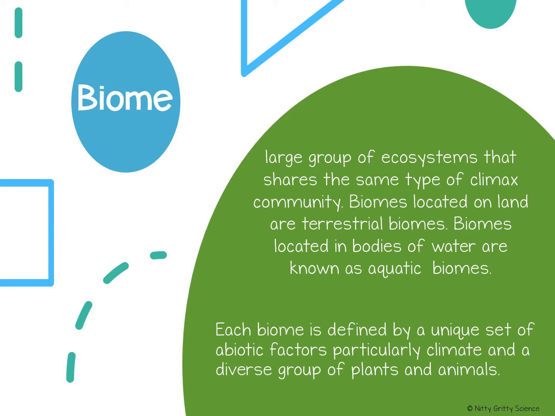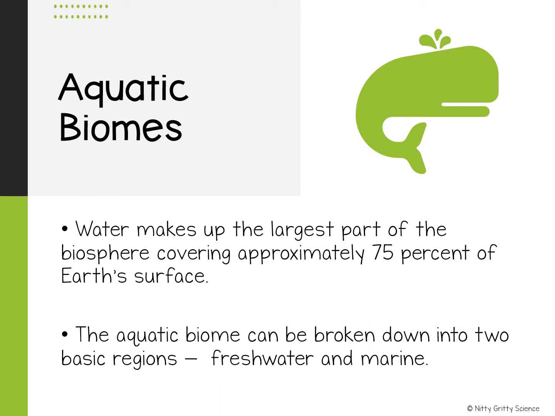Biomes located on land are called terrestrial biomes, and biomes located in bodies of water are known as aquatic biomes. Aquatic biomes make up most of the biosphere, covering about 75% of Earth's surface. Aquatic biomes provide homes to many of Earth's organisms. Major abiotic factors affecting aquatic biomes include the amount of dissolved salt, the water temperature, and the availability of sunlight. We're going to break down the aquatic biomes into two groups, freshwater and marine or saltwater.